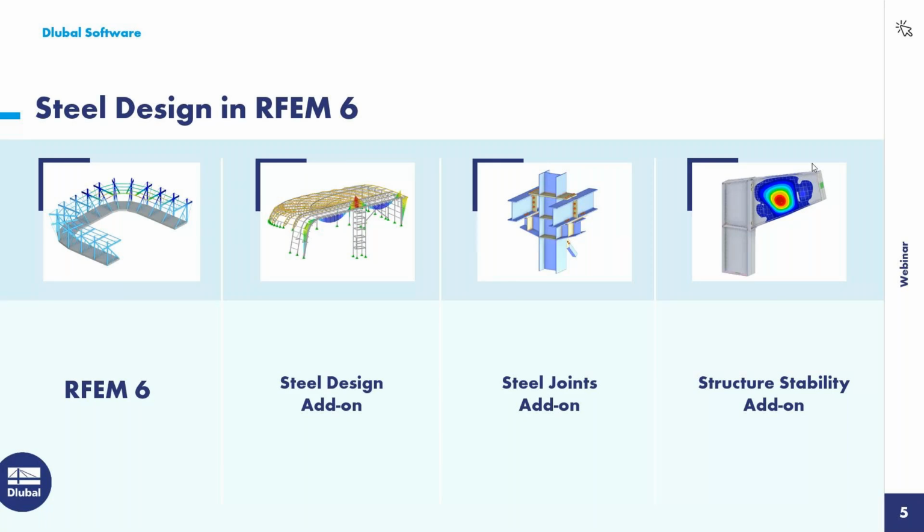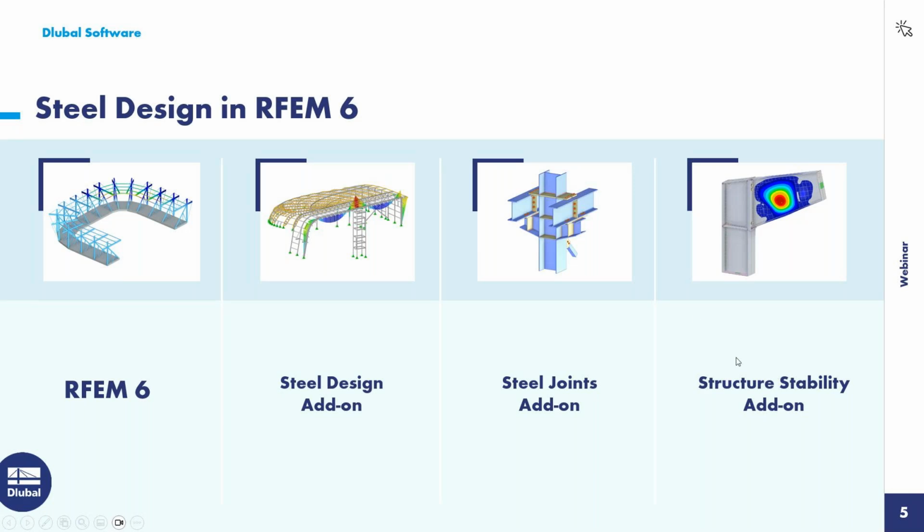But when we want to carry out the design of our steel members according to the AISC or the CSA standard, we will need the additional steel design add-on. Now, the steel joints add-on is going to allow us to carry out the connection design within the main program RFEM 6, and that's primarily what our focus will be on today.